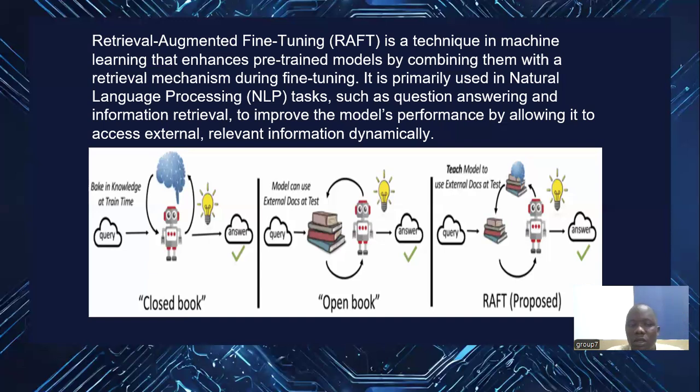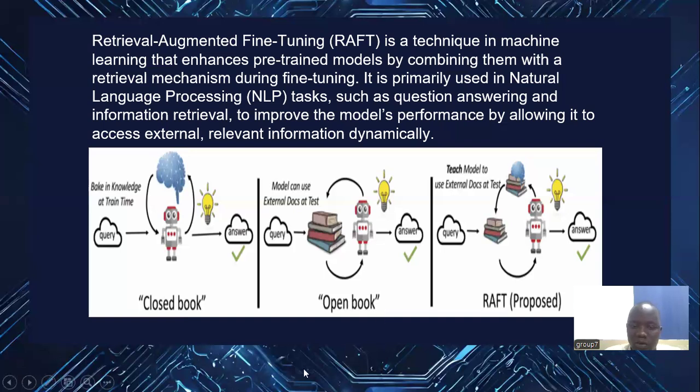So the RAFT process involves queries, that is the retrieval of external documents. Then fine-tuning: the model uses these documents and learns how to use the retrieval effectively at the time of testing. This makes the model more adaptable to new knowledge, while still benefiting from the retrieval-based augmentation. That is all about this diagram that you're seeing on the screen.